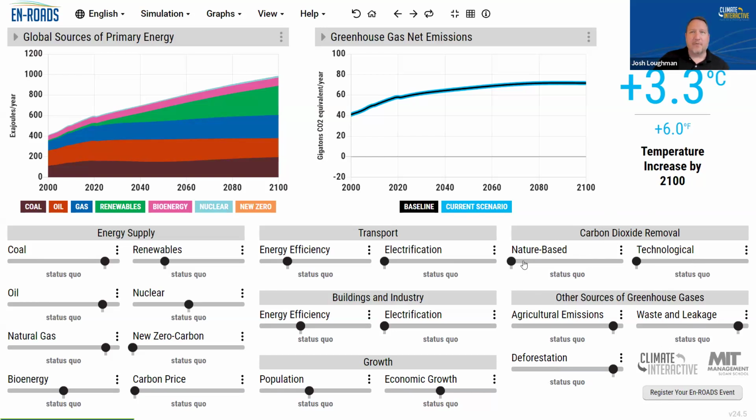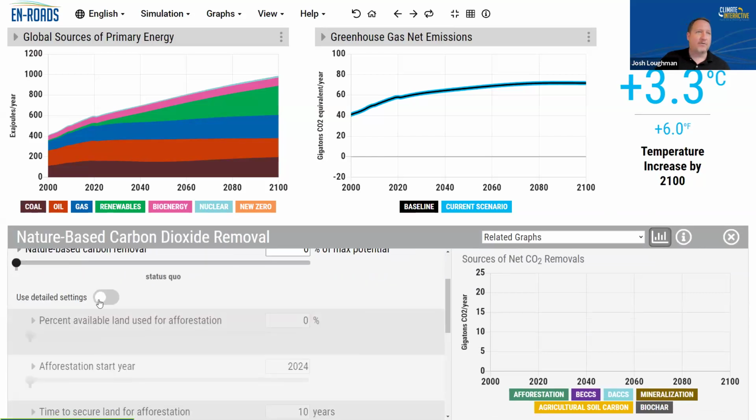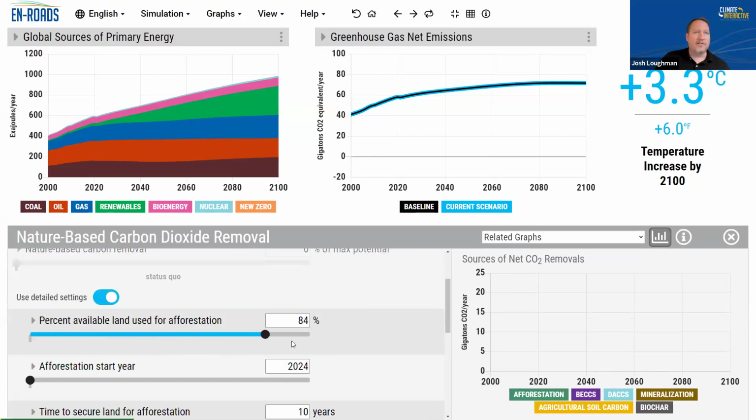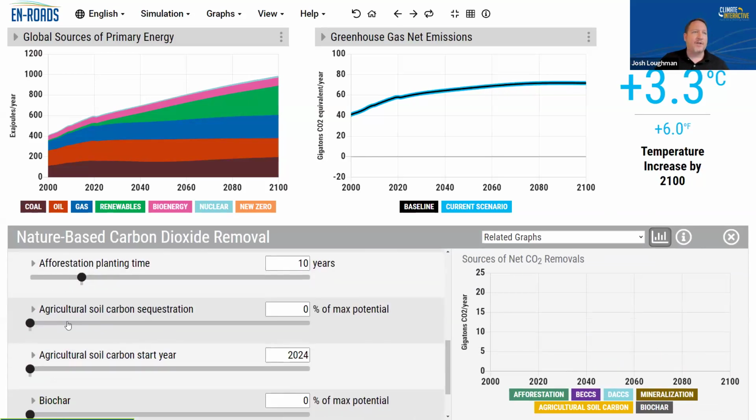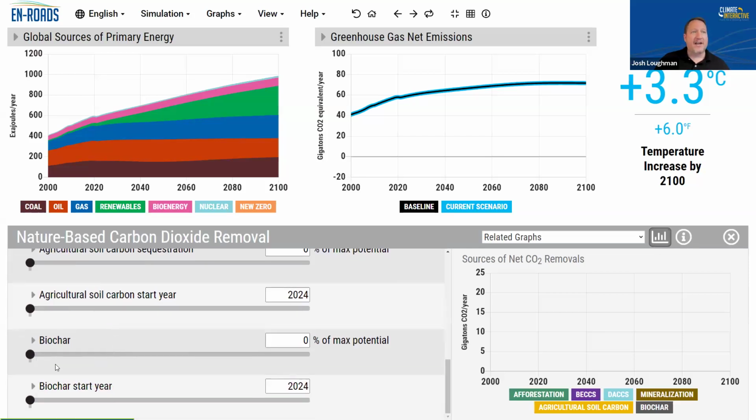So as I mentioned before, we had afforestation as a policy. We now have nature-based carbon dioxide removal, which includes the land used for afforestation. It also includes agricultural soil carbon. So this is practices like farming practices like no-till agriculture or organic agricultural practices. And then there's biochar, which is the conversion of biomass into a charcoal that you can then bury in the soil as a way of sequestering it.